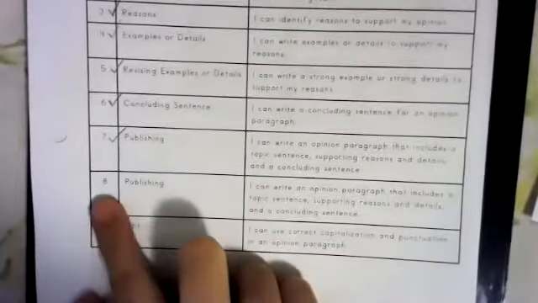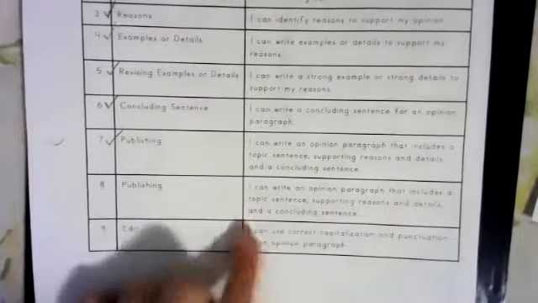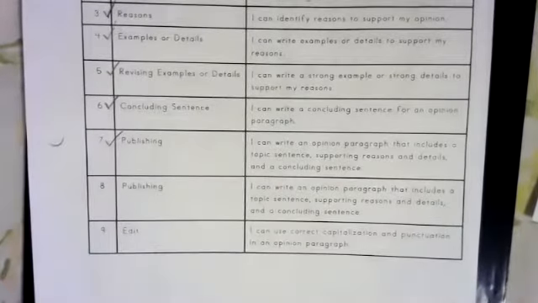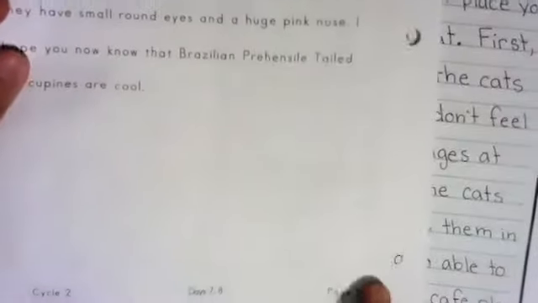Let's go ahead and read our objective. We're working still on our publishing, and we're on day 8. I can write an opinion paragraph that includes a topic sentence, supporting reasons and details, and a concluding sentence. I'm going to write a check to show that I'm getting that done. Okay, so let's go ahead and turn back to our page 22. But actually, before you do that, let's double check that we have our materials color coded so that we can find them nice and easy.